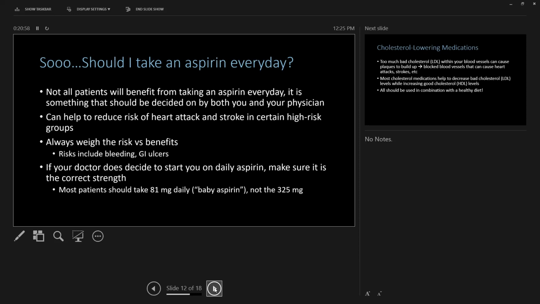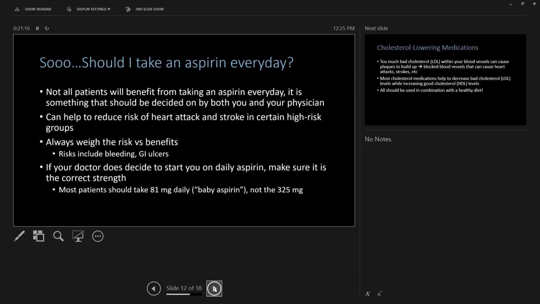So it's not really a blanket statement. Everyone should take an aspirin every day. Let's just put it in the water. So it's something that you need to talk about with your physician who is familiar with your past medical history, your risk of having these events, and whether or not it's really worthwhile.